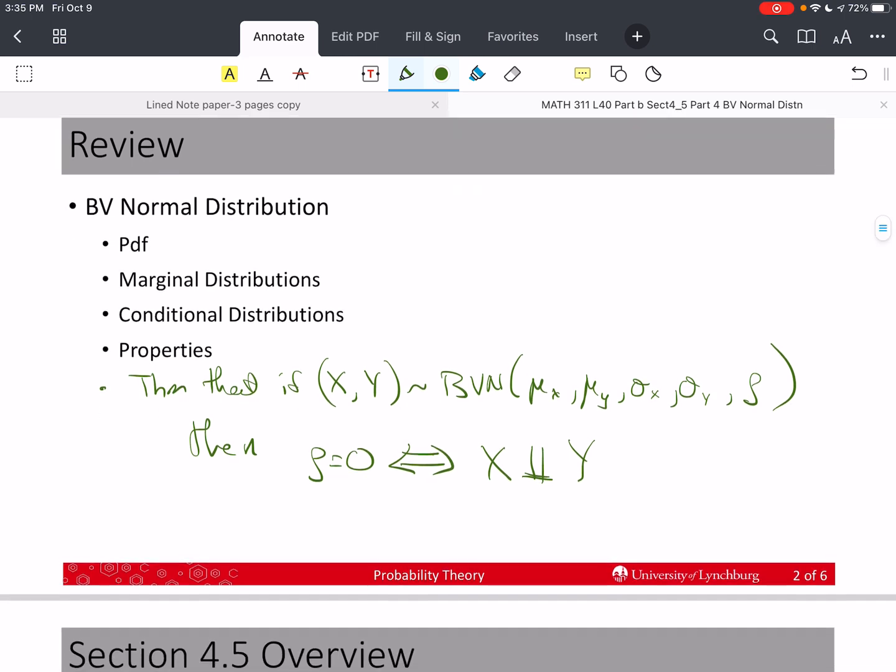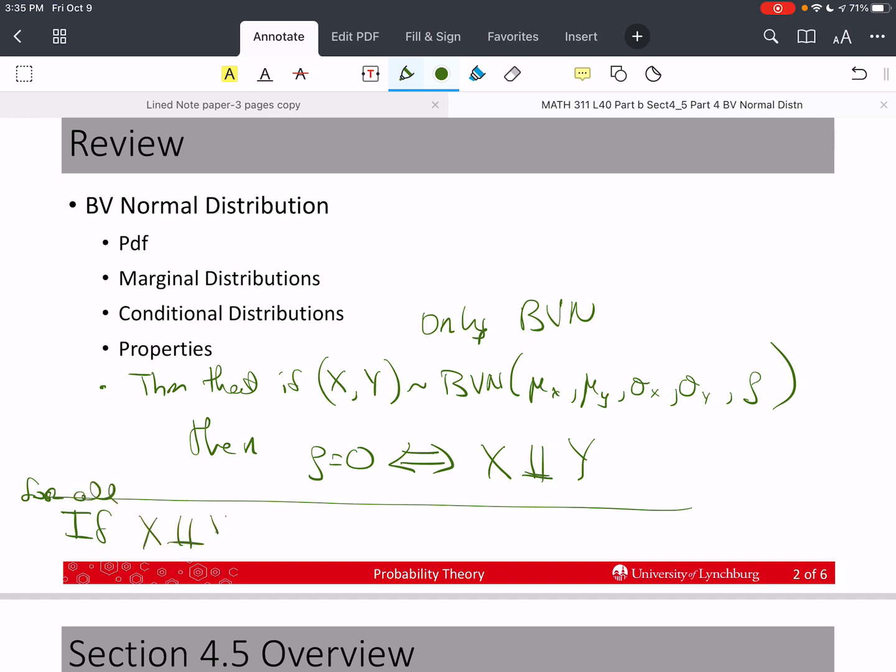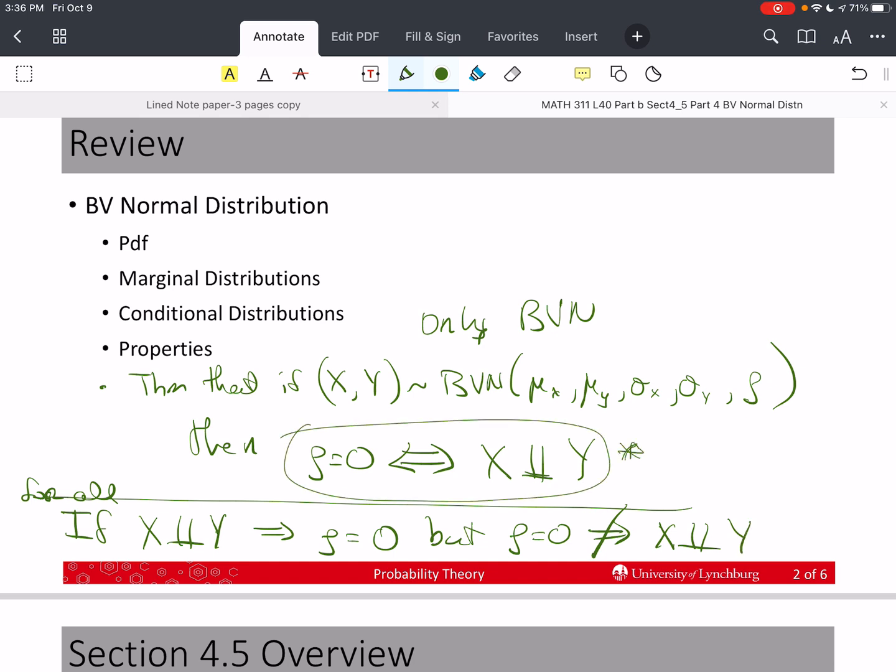We have the general form of the theorem that says that this is only true for the bivariate normal. In general, if X and Y are independent, then rho is equal to 0, but rho equals 0 does not imply X and Y are independent. So the normal distribution is the special case where rho equals 0 does imply independence.